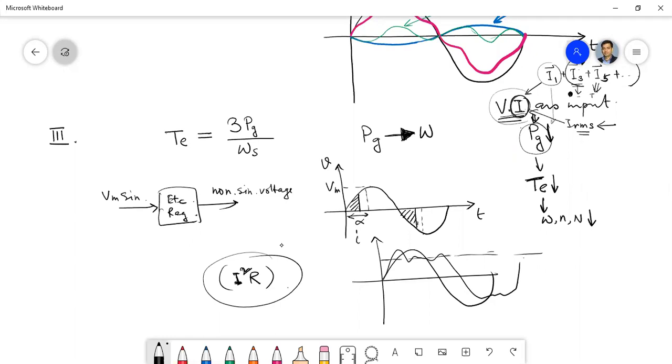But it will change. Why will it change? Because the R will change. Can you explain this? I will not change because I RMS, that is my assumption. As I have assumed that the total VI input is not changed, I RMS will not change. So this I squared term will not change, but the resistance will change. Why will the resistance change? Due to skin effect. Correct.